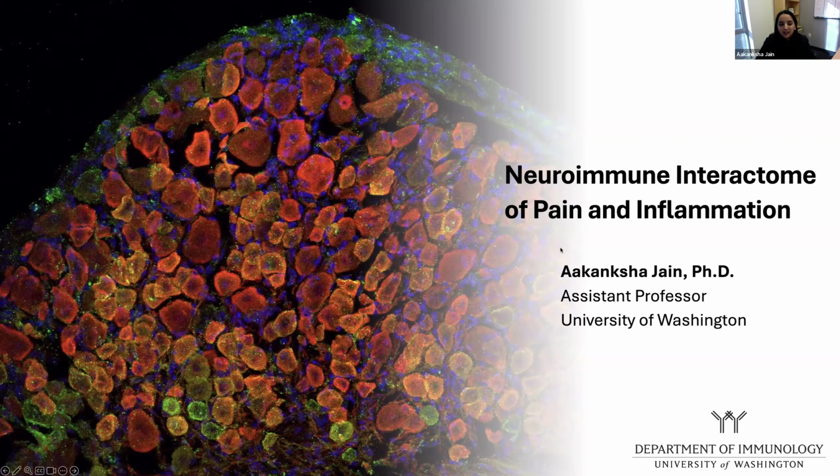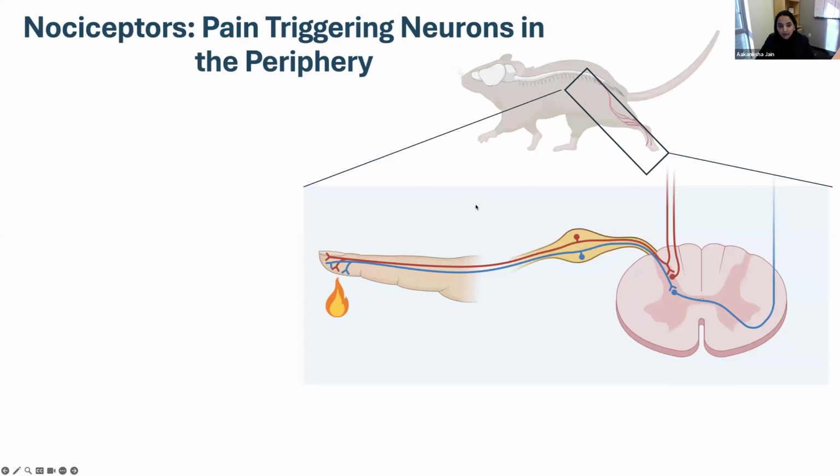As Shams mentioned, my primary interest is in understanding how sensory neurons and immune cells interact with each other in the context of pain and inflammation. So just to orient everyone, we study the peripheral nervous system, which is where the pain is generated. Pain is triggered by specialized sensory neurons called nociceptors, and their cell bodies reside in the dorsal root ganglia, which sit right outside your spinal cord, outside the blood-brain barrier.